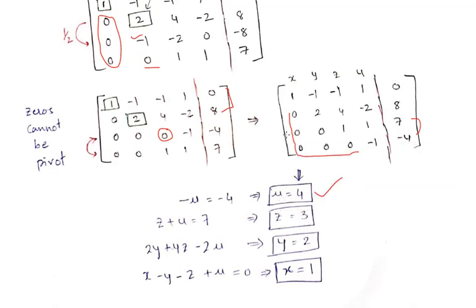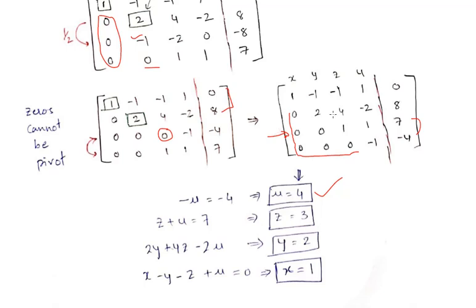Similarly, move to the next row, that is 0, 0, 1, 1, meaning the coefficient of z is 1 and the coefficient of u is 1. So z plus u is equal to 7, but previously we have found the value of u. So what is the value of u? u is 4, so z will be equal to 3. So now two variables are found.